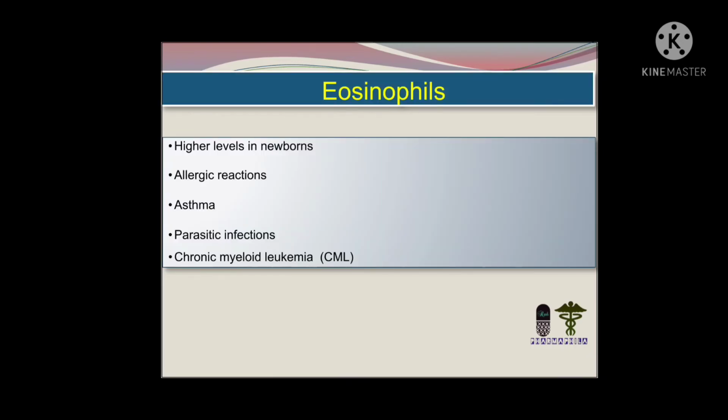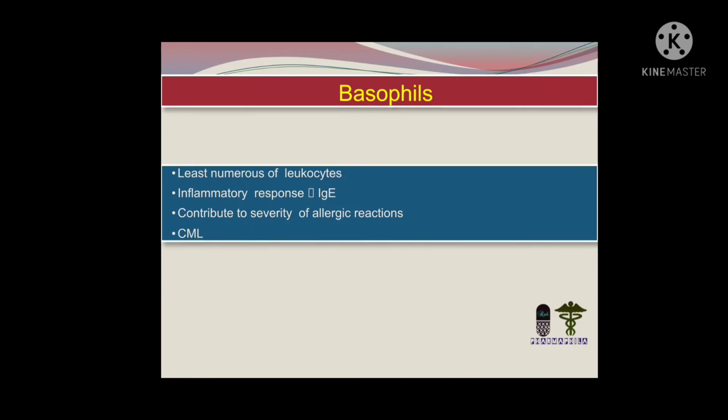Eosinophils: higher levels in newborns, allergic reactions, asthma, parasitic infections and CML. CML again is a blood cancer. Now basophils are the least numerous of the leukocytes, involved in the inflammatory response, and you can say they have a role in hypersensitivity reactions. There are 4 types of hypersensitivity reactions. So it contributes to the severity of allergic reactions, and in CML cases basophils are elevated.